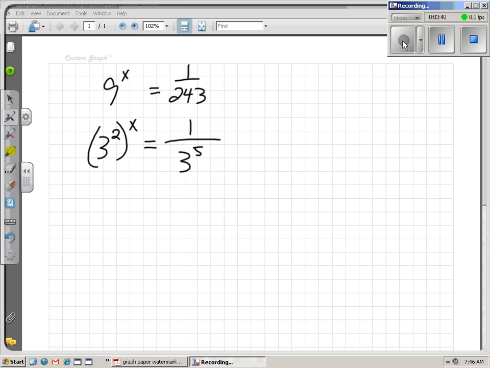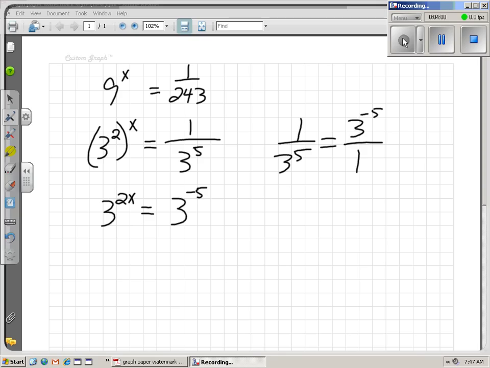And then I'll just juggle these around, raising 3 to the 2nd power and then to the x power. I multiply those exponents and get 2x. So 3 to the 2x equals, now 3 to the 5th is on the bottom. If I move it to the top, all I have to do is make the exponent negative. Negative exponents, just flip it to the other side of the fraction. So 1 over 3 to the 5th is the same thing as 3 to the negative 5 over 1. Flipping it just makes your exponent the opposite sign, and 3 to the negative 5 over 1 is simply 3 to the negative 5.